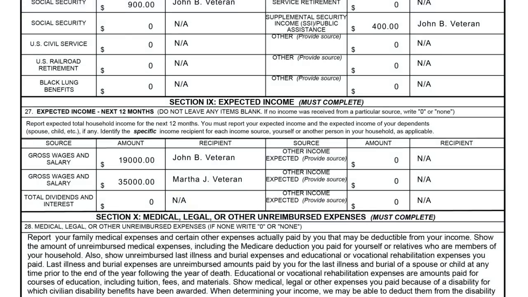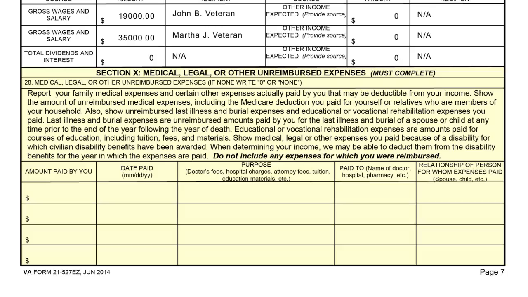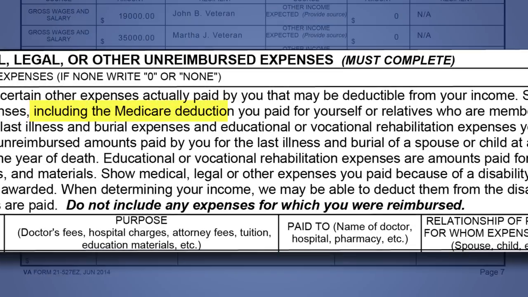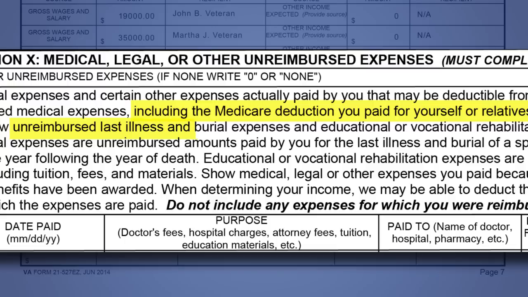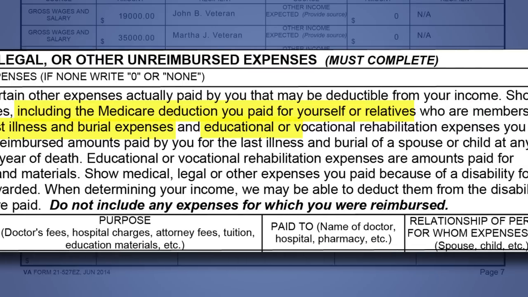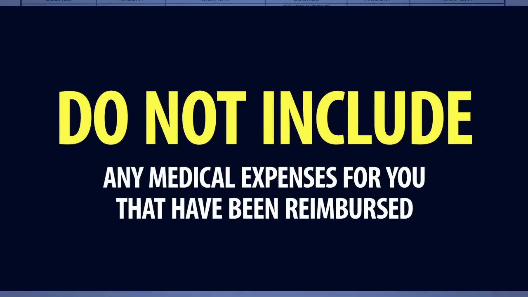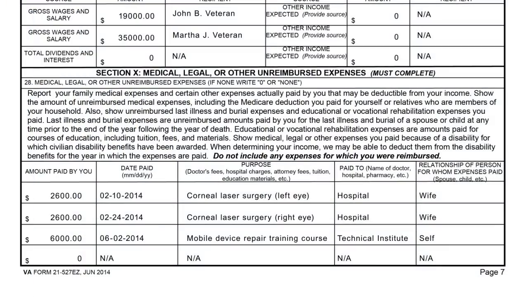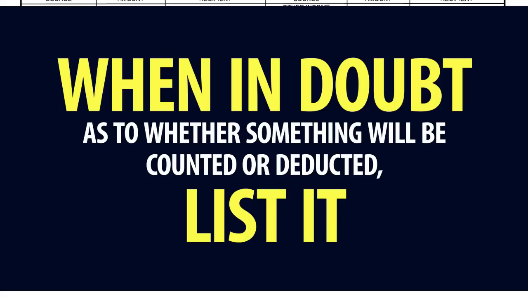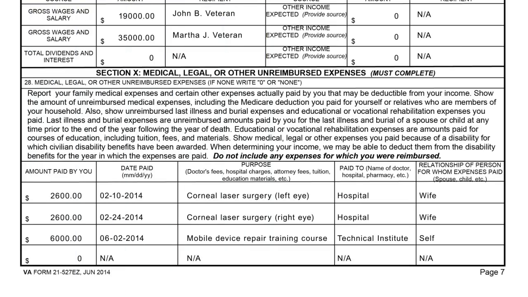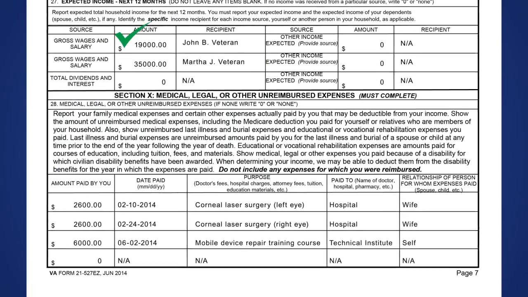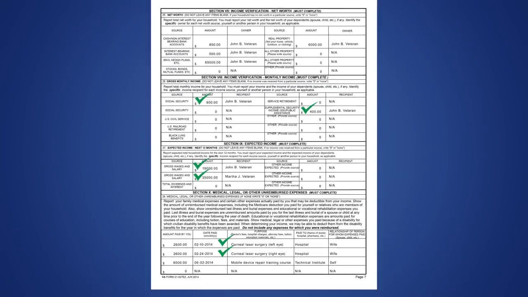You will also need to provide any medical, legal, or other unreimbursed expenses that may be deductible from your income in Section 10. This includes a Medicare deduction you paid for yourself or for your relatives who live in your household. Unreimbursed last illness and burial expenses, in addition to educational or vocational rehabilitation expenses, should also be listed. Do not include any expenses for which you have been reimbursed. When listing net worth, income, or expenses, if you are in doubt as to whether something will be counted or deducted, you should list it. The VA employee who reviews the claim will determine which sources of net worth or income are counted and which expenses are deducted.